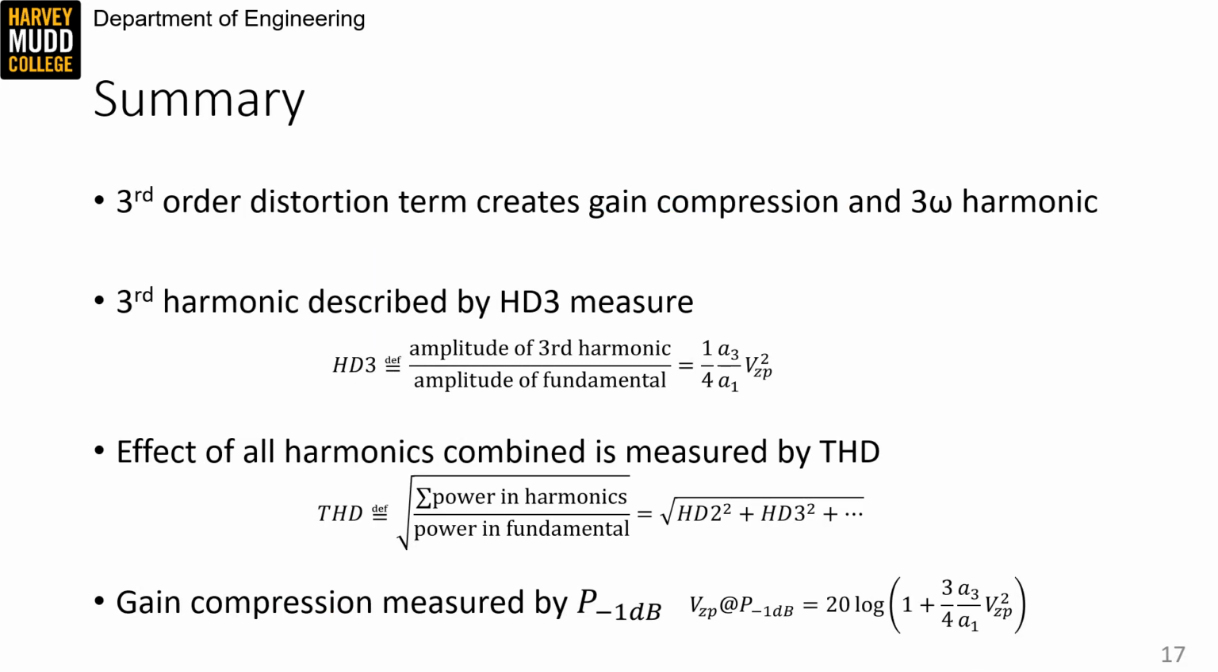So in summary, the third-order distortion term creates gain compression and a harmonic at 3 omega. The third-order harmonic is described by the HD3 measure, which appears on this slide. The effect of all of the harmonics combined is given by total harmonic distortion, and we can find that from the HD2 and HD3 and HD4 measures by squaring them and adding them in quadrature. And finally, gain compression is measured by a power value called P-1 dB, and we found the voltage at the input that you need to apply in order to reach P-1 dB.